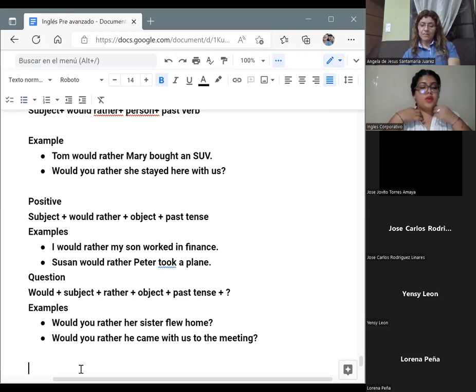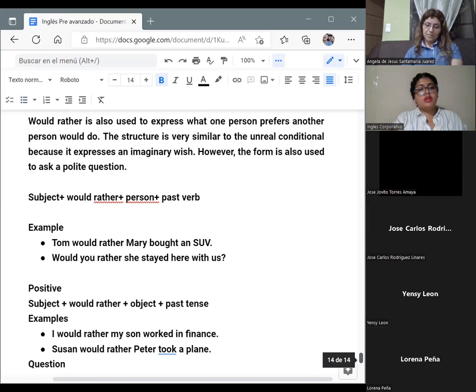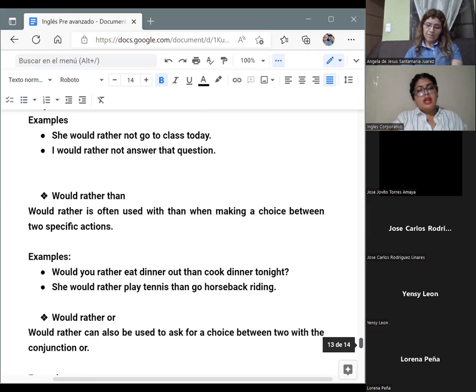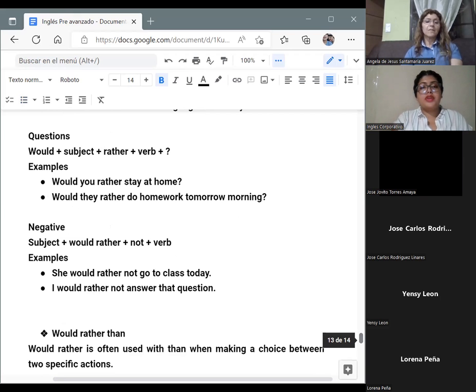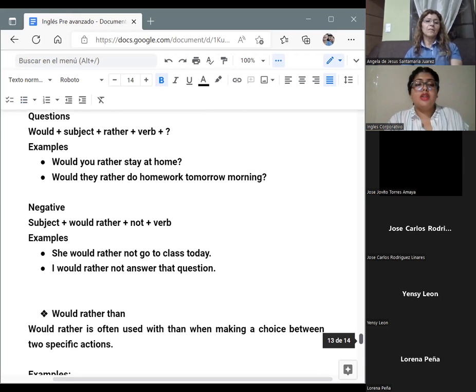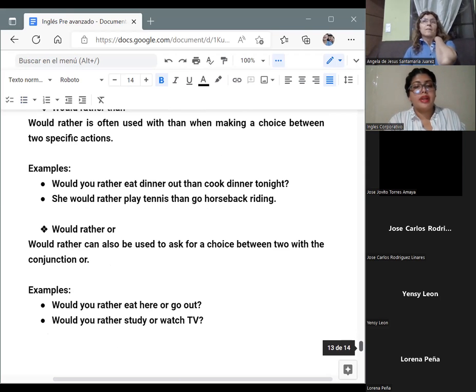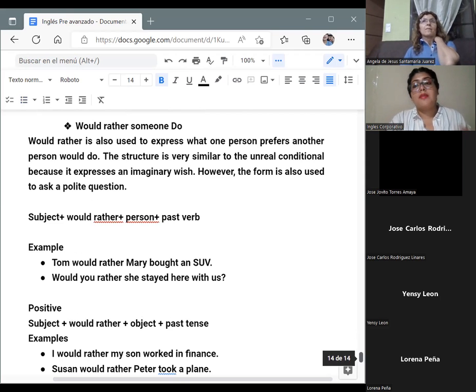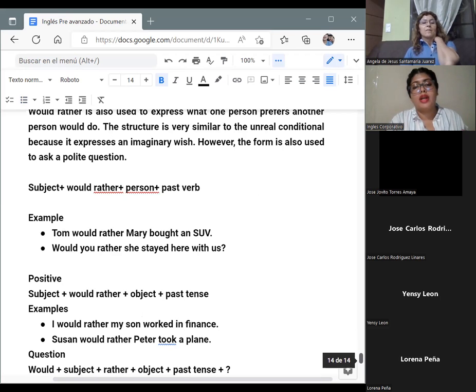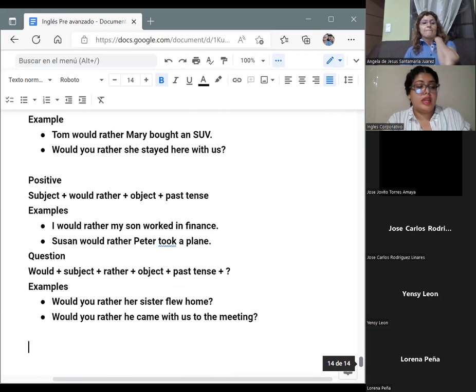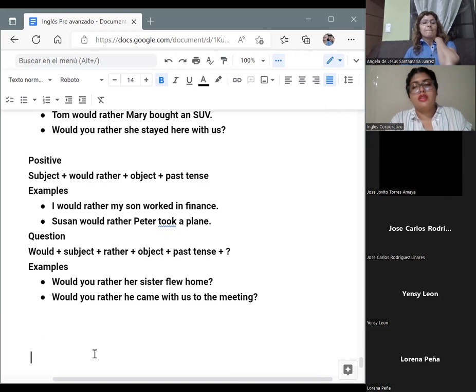So in that case, for rather, you have different expressions also. So in this case, we have the information for rather. We have the structures, and also we have different uses that you can give to rather. We're using than, you are using or, and also you are using the actions that you want a person to perform. In that case, it's a wish, but it's using the verb in past.